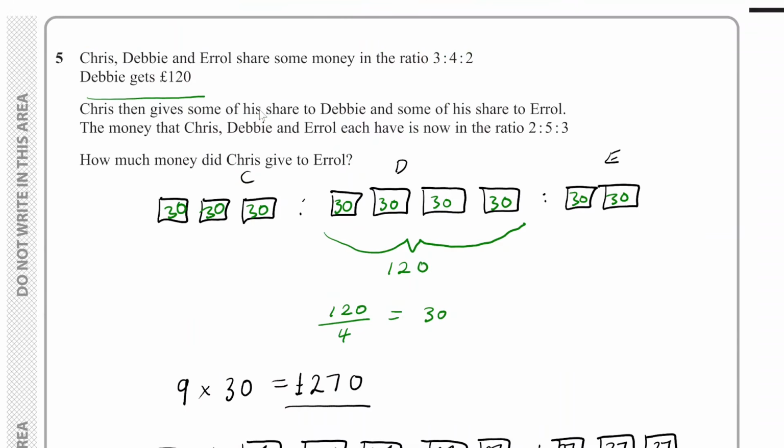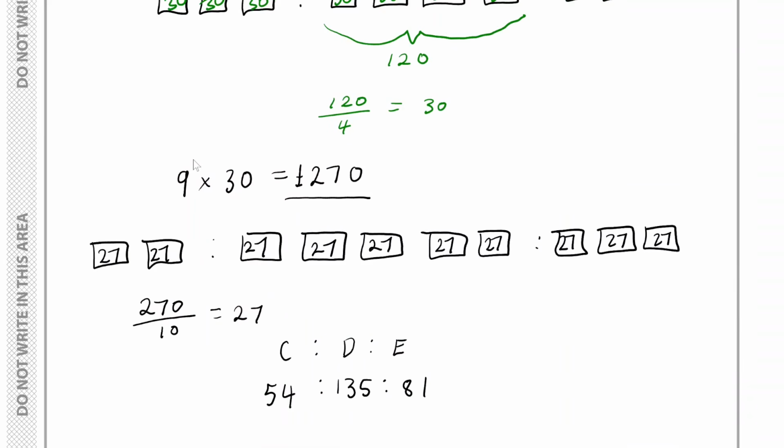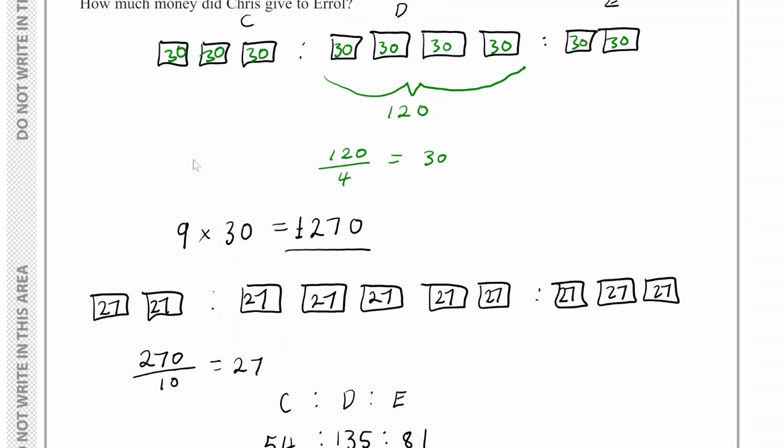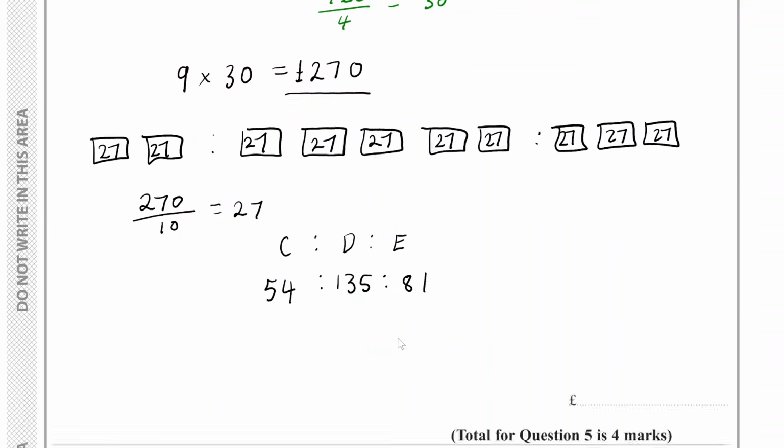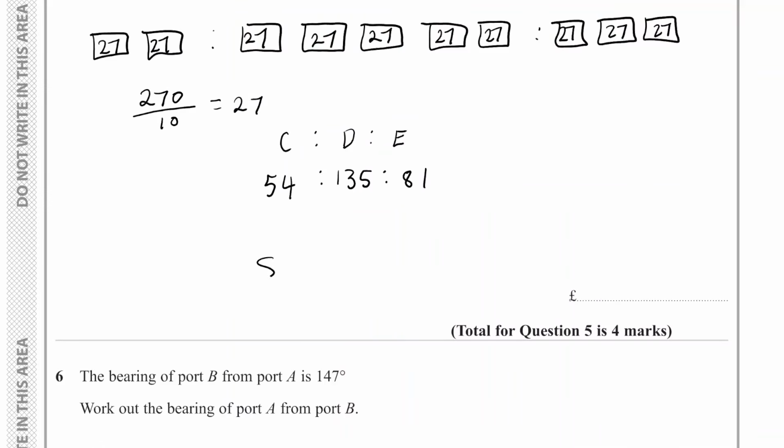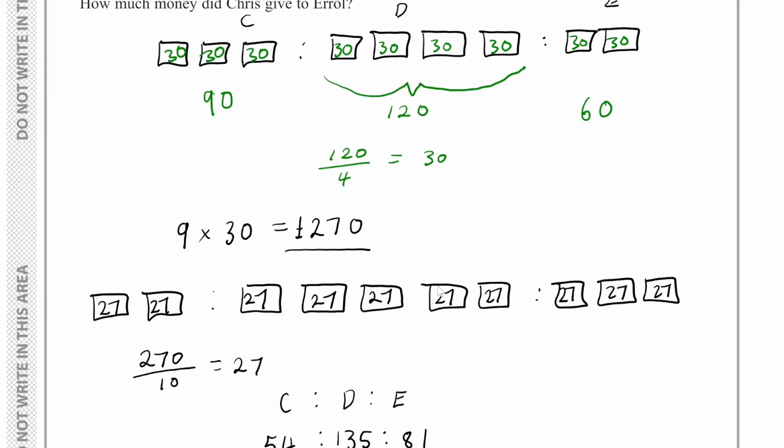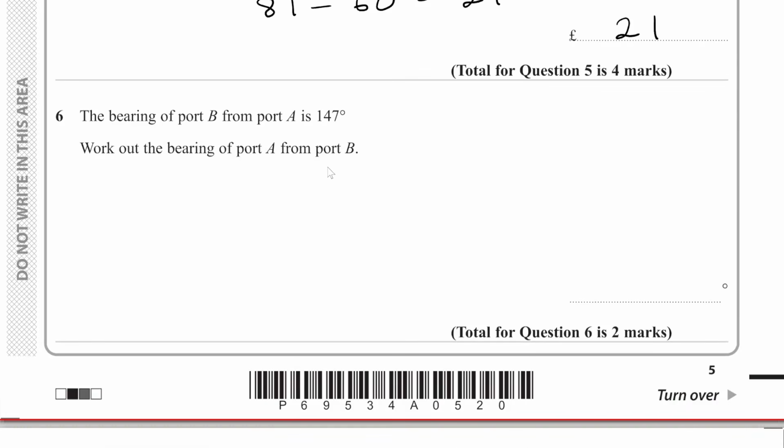What's the question? How much money did Chris give to Errol? So Errol had £60. And now Errol's got £81. 81 take away 60 is £21. So Errol's got another £21. So Chris must have given Errol £21.